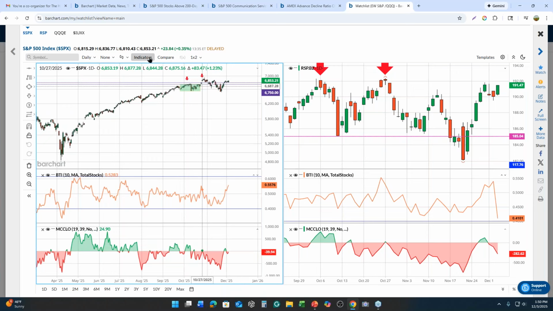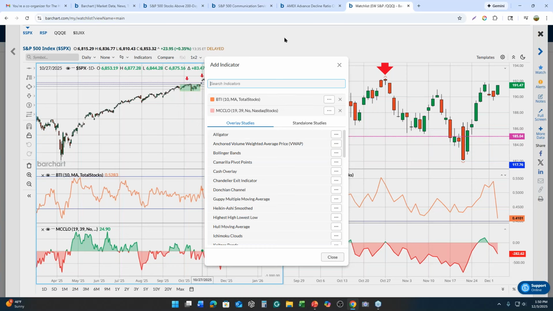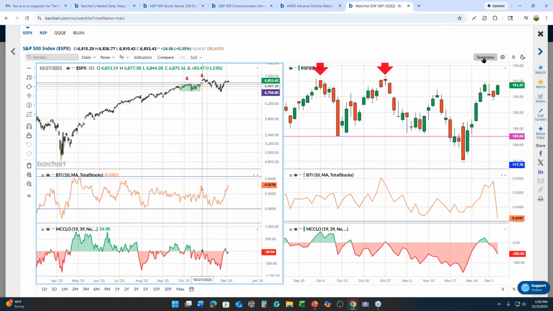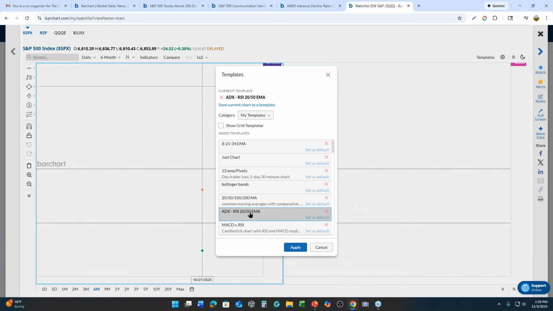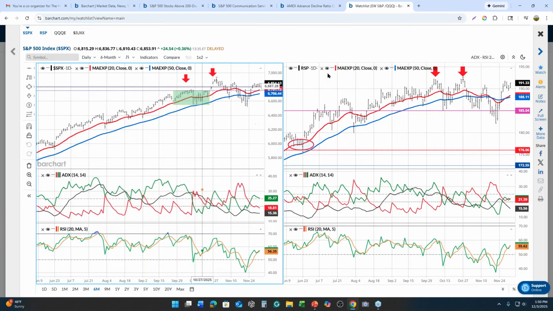Some of you have come to a lot of my sessions. I like to look at ADX, relative strength index, and MACDs. Again, we want to look for those divergences. So here's a template I use. This is the 20-day exponential moving average. This is a 50-day exponential moving average. Again, that's the intermediate short term. Are we above or below, as a confirmation or contradiction?